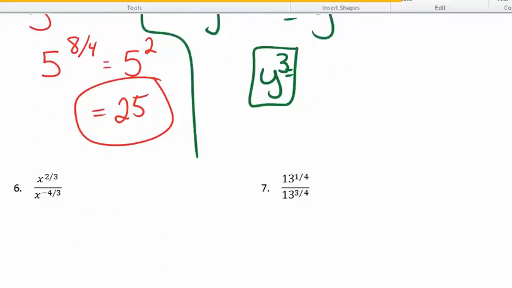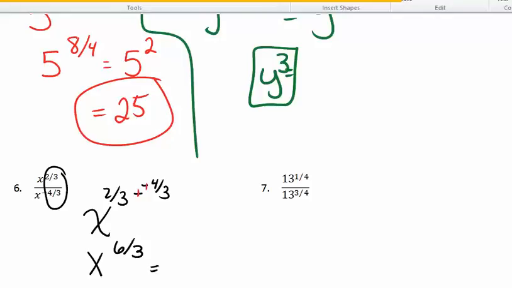And these are our last two to wrap up, division. And if you remember from division, what you're really doing is you're subtracting. So you're going to get x to the 2/3 power minus a negative 4/3. So the double negatives make it a positive. And you get x to the 6/3, which is x squared.